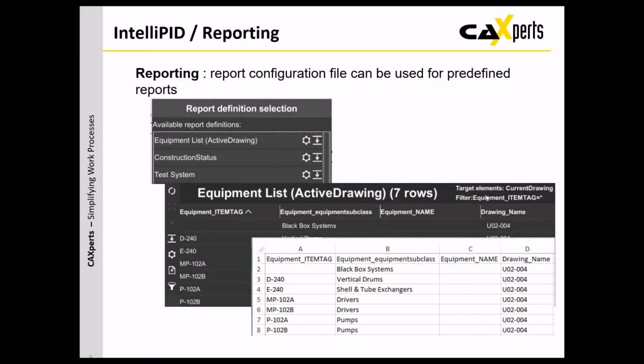And as a target for the reports, you can either use current drawing, which means the active one, all open drawings, which would refer to all the documents that are open at one time in the viewer, but also the complete data package that was exported from the P&ID database. And you can also modify the settings, you can modify the attributes, and in the end, you can always export the result to Excel, which you can hand out to other people that are interested to see the information.